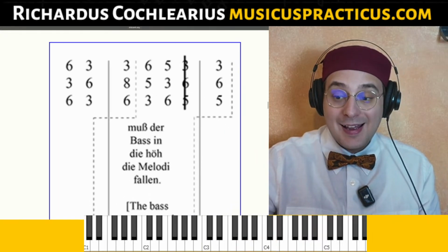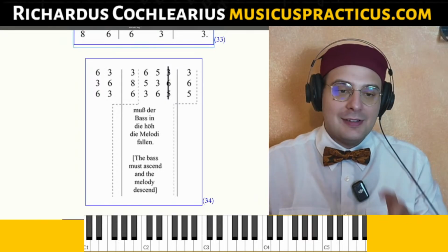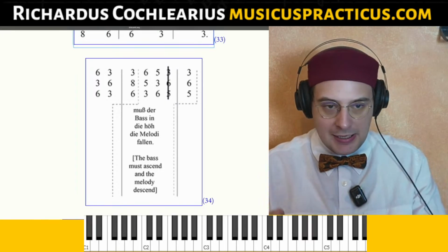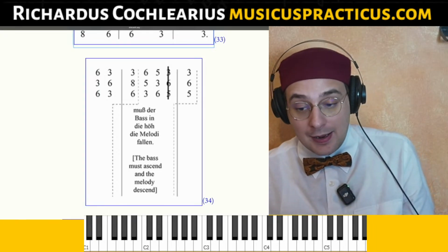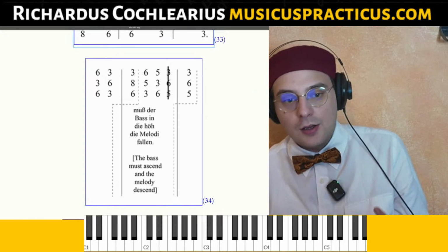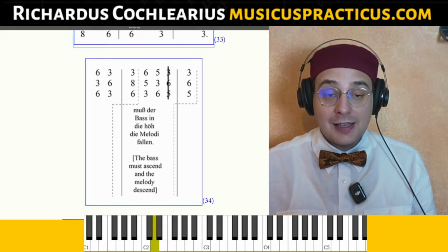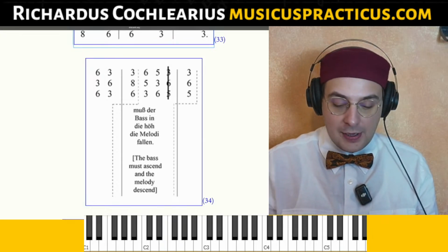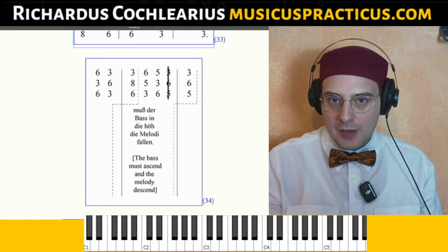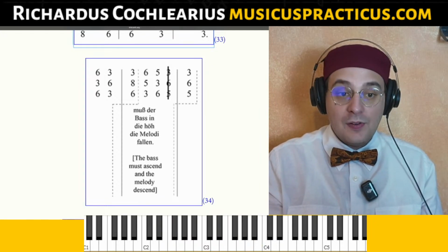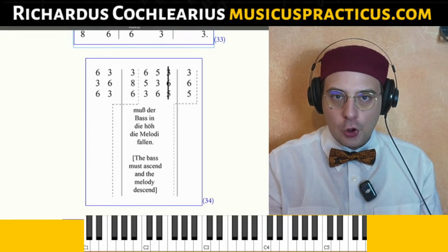But when we have 3, 5, 6 or 6, 3, 5, so the sixth with the fifth in any position, the bass must ascend and the melody descend, which means that in that case the bass must ascend like degree 4, 5, 6, 5. Why this? Because when we have the 5, 6 harmony it implies a dissonance. This dissonance is the 7, 6 or the 2, 3.